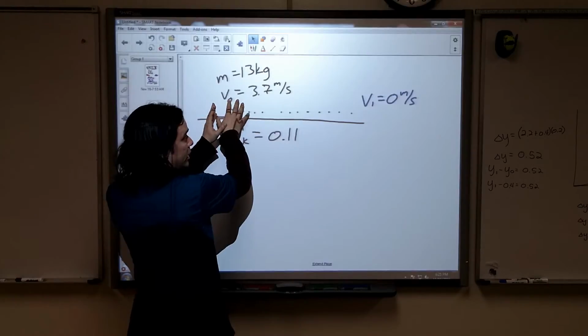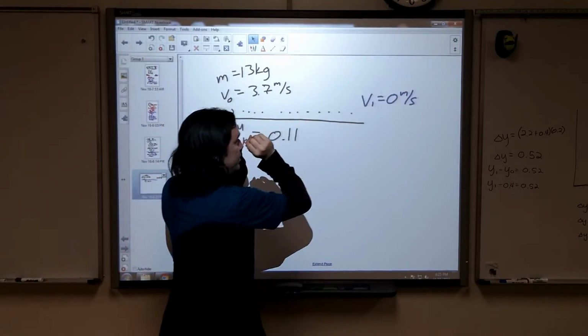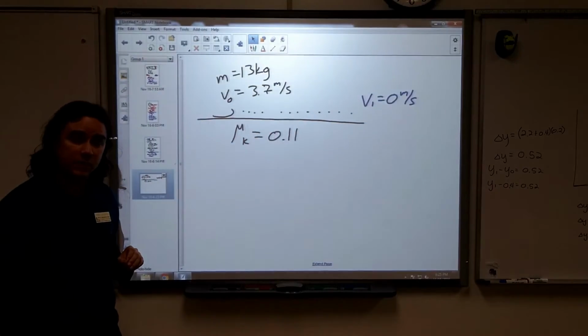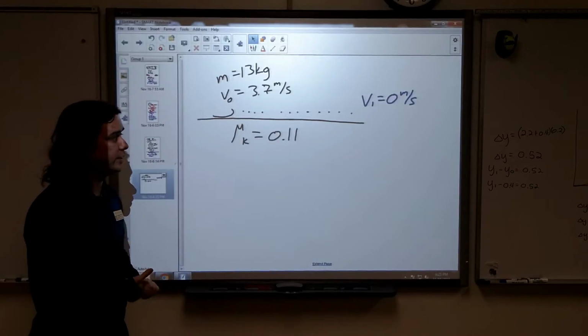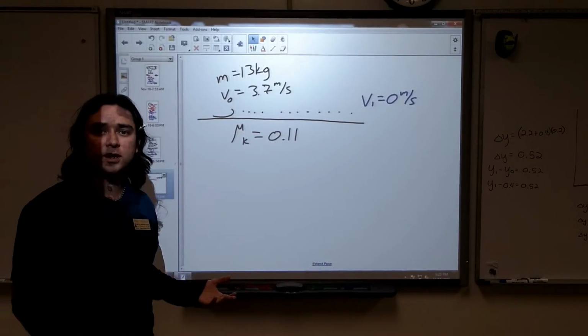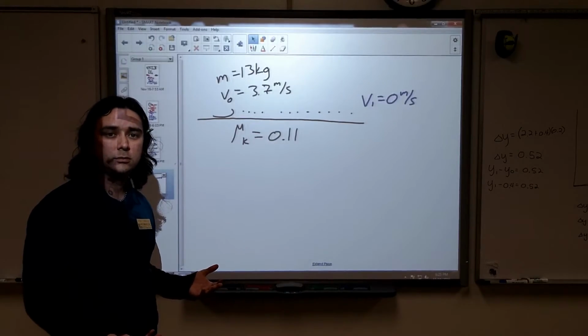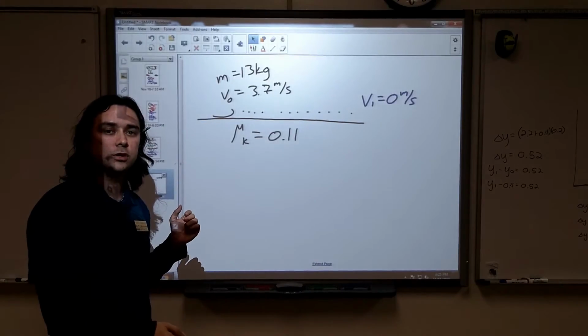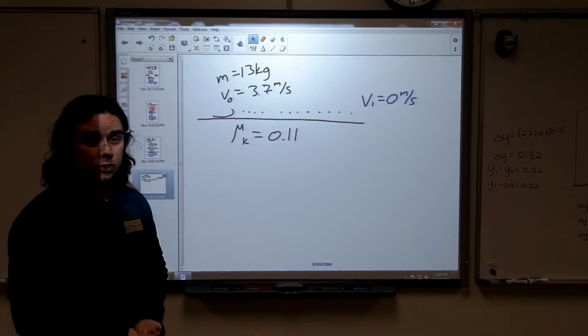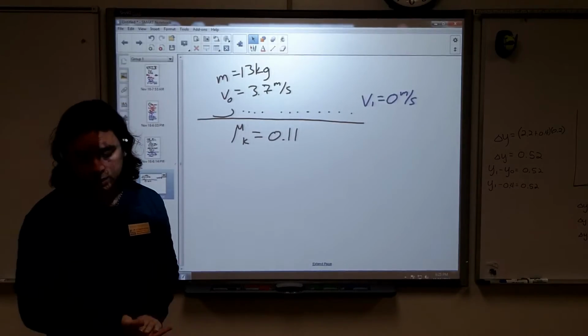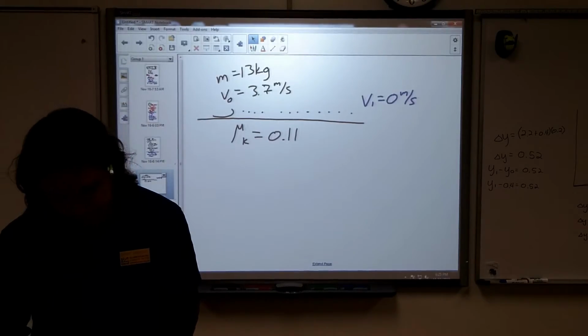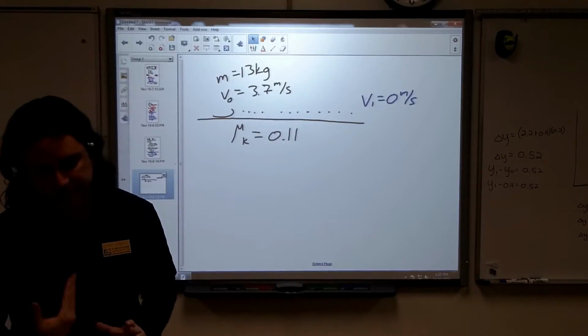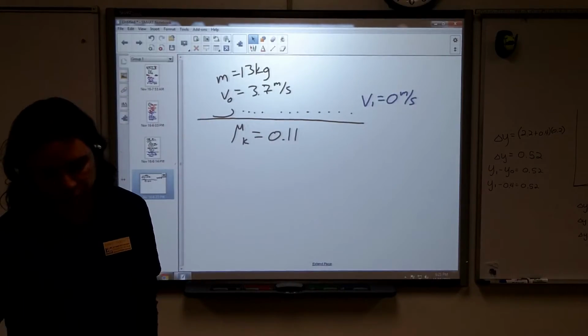It starts off with some, which we're going to find in a minute, and then it ends with none, which means something had to remove that energy. What brings the sled to a stop? Well, whenever you have stuff sliding, it's going to be friction. That's why we're given information about friction. That's also a clue in case you had any trouble on that, but that's okay. They want to know the distance the sled moves before coming to rest.